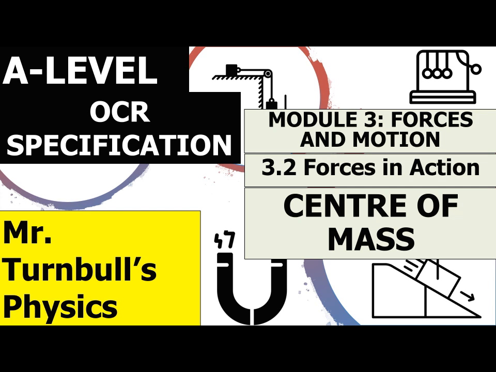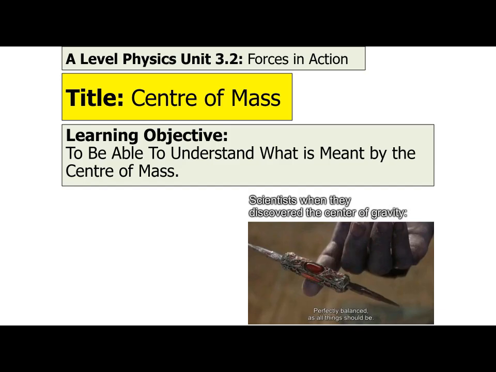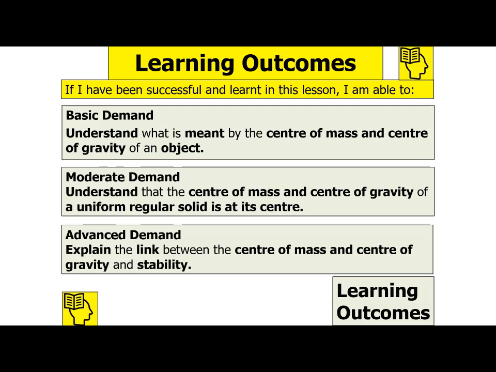So in today's lesson we're going to be looking at centre of mass, and we're going to try to understand what is meant by the term centre of mass. So if we've been successful and we've learnt in this lesson, we should be able to understand what is meant by the centre of mass and the centre of gravity of an object. Understand that the centre of mass and centre of gravity of a uniform regular solid is at its centre, and then finally explain the link between the centre of mass and the centre of gravity and stability.